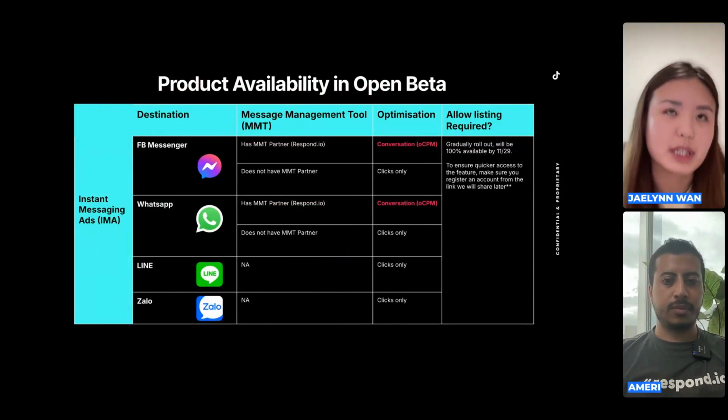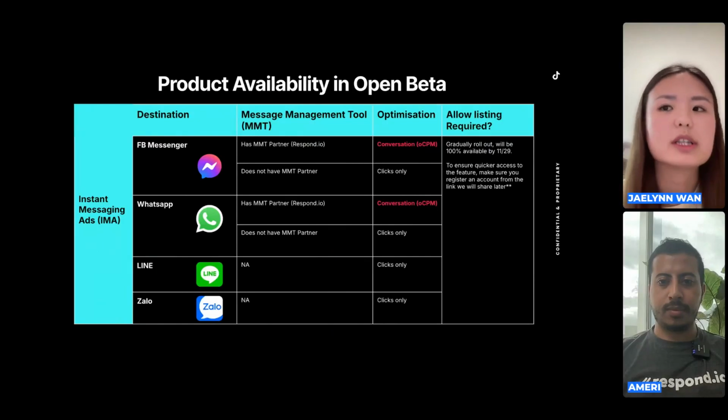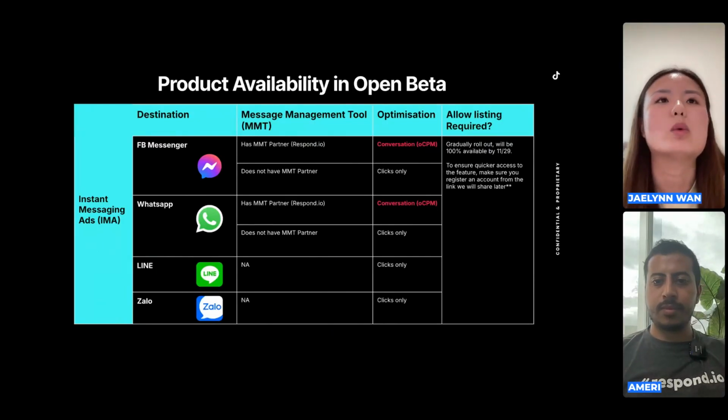So this is the product availability right now. It's on a gradual rollout basis, but it will be 100% available by the end of next week. For new users, I don't think there will be much impact the moment you decide to come on board and try it out. Once you register for an account, you should be able to see the features available. But for existing accounts, it may take a while to see. If you face any issues, please reach out and let us know.